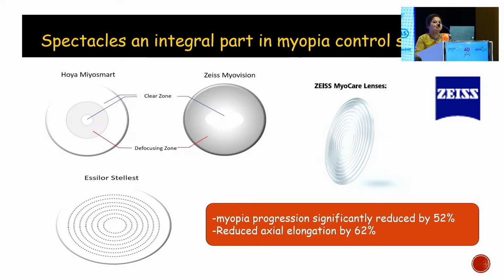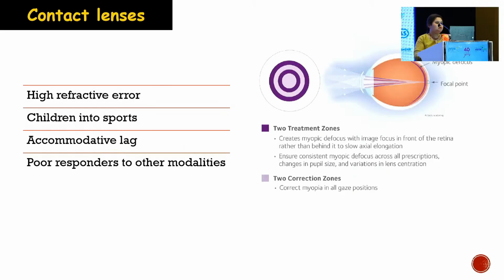These newer generation lenses appear to control myopia, or reduce the myopia progression, by around 50 to 60%, and also have an efficacy on controlling the axial length prolongation as well. The other optical strategy is the use of contact lenses. Children with higher refractive error, or children who are active in sports, or presence of accommodative lag, or poor responders to other modalities can choose contact lenses. The same concept of myopic defocus is what is seen in these contact lenses.